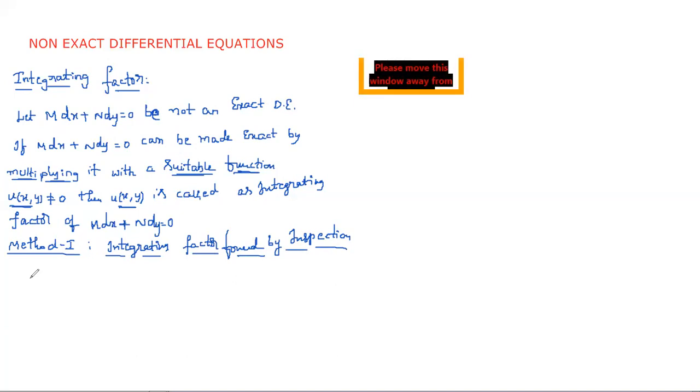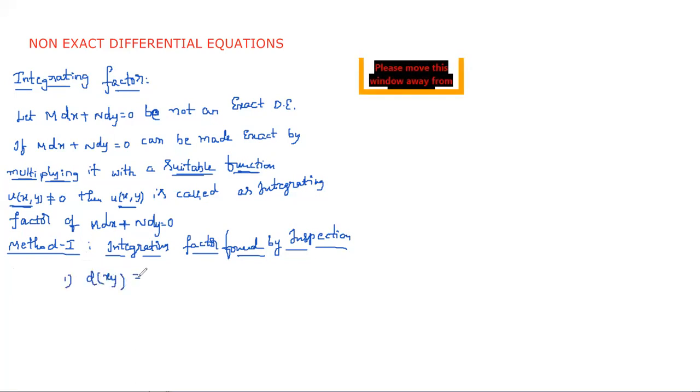So first you need to look at the question and calculate whether it is exact or not. If not, you need to check whether the inspection method is suitable, that is, whether it is in the form of those formulas. In that case we can apply them and calculate. These are not new formulas; they are simply derivative formulas.